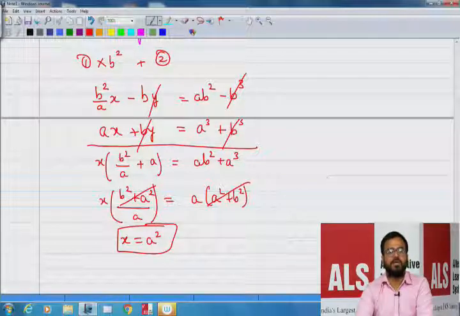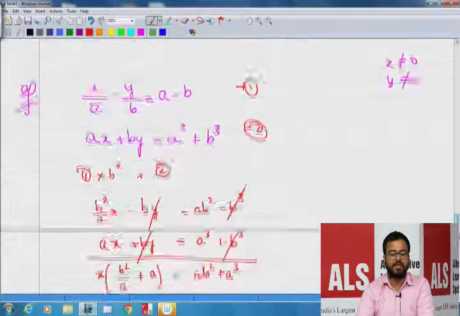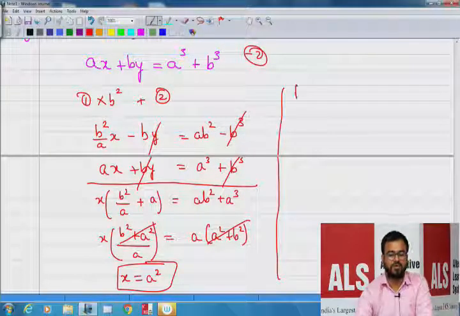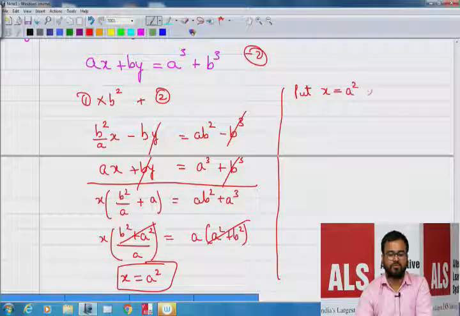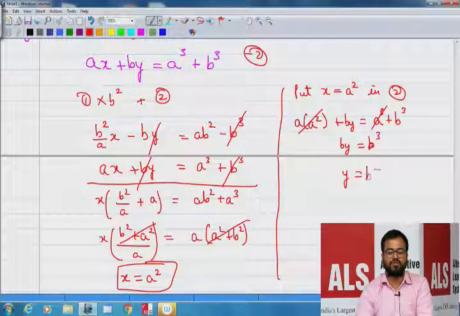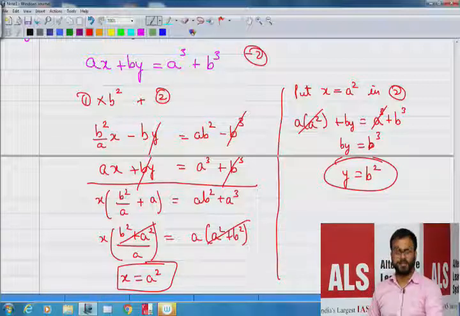Now after getting x is equal to a square, you can substitute this in any of the equations. So let's say if you put it in the second equation, a times a square, that will become a cube, and a cube will get cancelled out. So by is equal to b cube and y is equal to b square. So y is equal to b square and x is equal to a square. That is the correct answer.